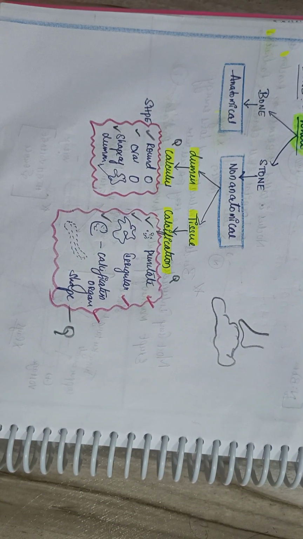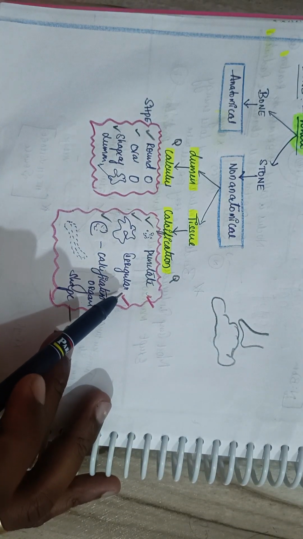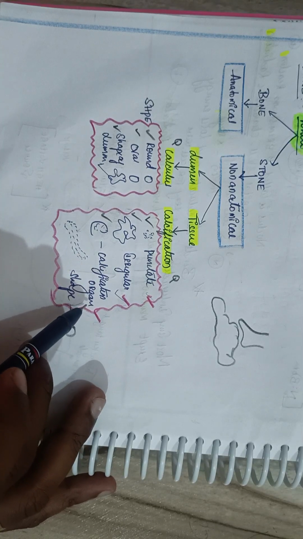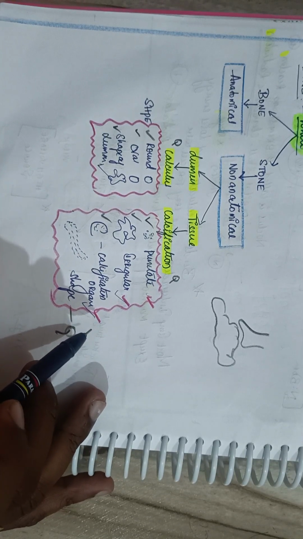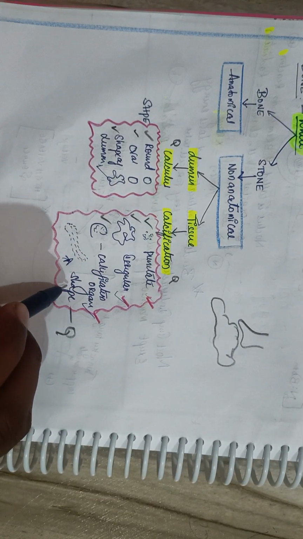Now, if the stone is present in the tissue, that is a calcification. In the lumen, that is a calculus. The stones which are present in the tissue, we call calcification. The calcification can be punctate, it can be irregular, it can be organ shaped. It can be a calcification of an organ. We can look into this.